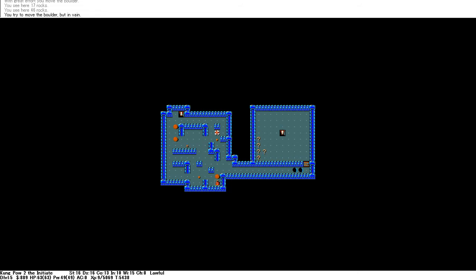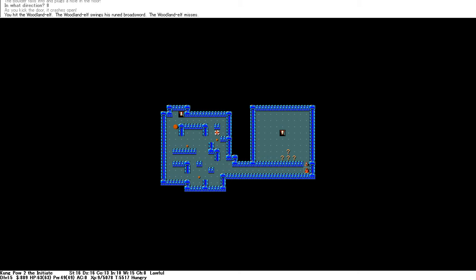Down we go, along we go, up. We're okay for food at this point. Along, and last one. Red mold. Red mold with a bronze ring. Take that. The puzzle is solved. And there's a few enemies which seem to be tracking me at this point.